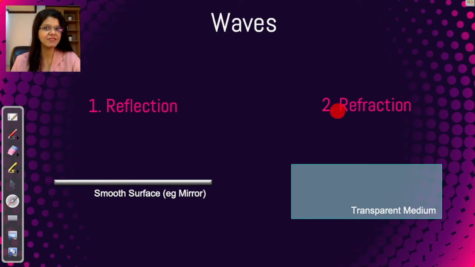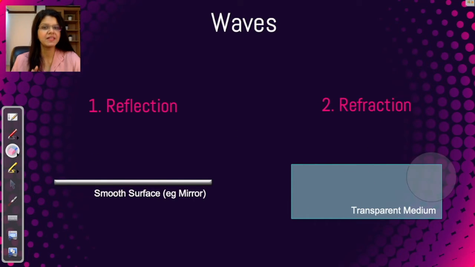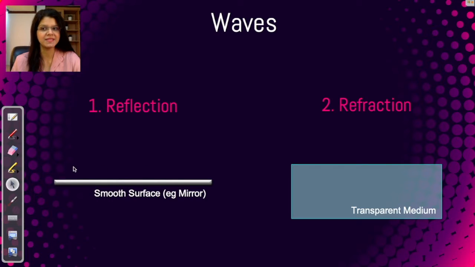When does refraction happen? Refraction happens when a light ray comes from one medium and enters another transparent medium, right? It bends while doing so. It can bend this way, as is shown here, or it can bend this way. It can bend any which way. It depends on the property of the transparent substance into which the wave is traveling. So we are going to start to understand both these things.